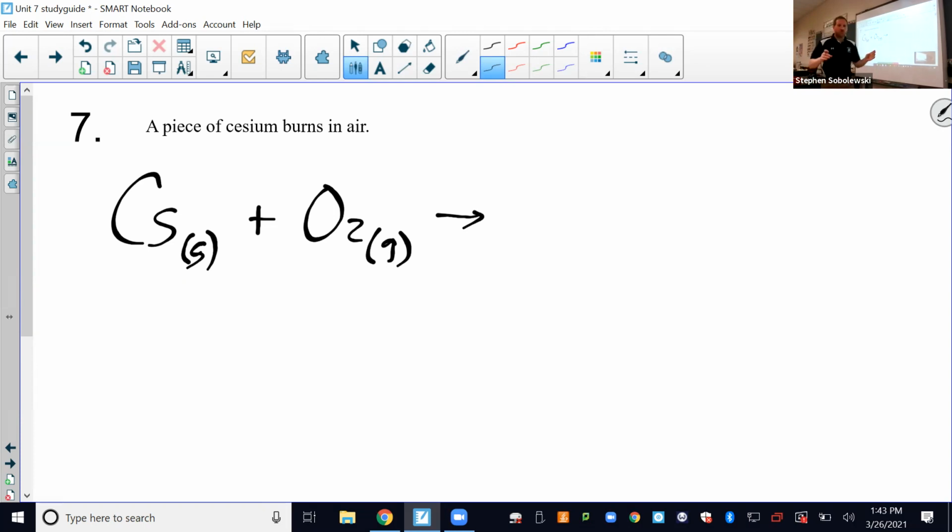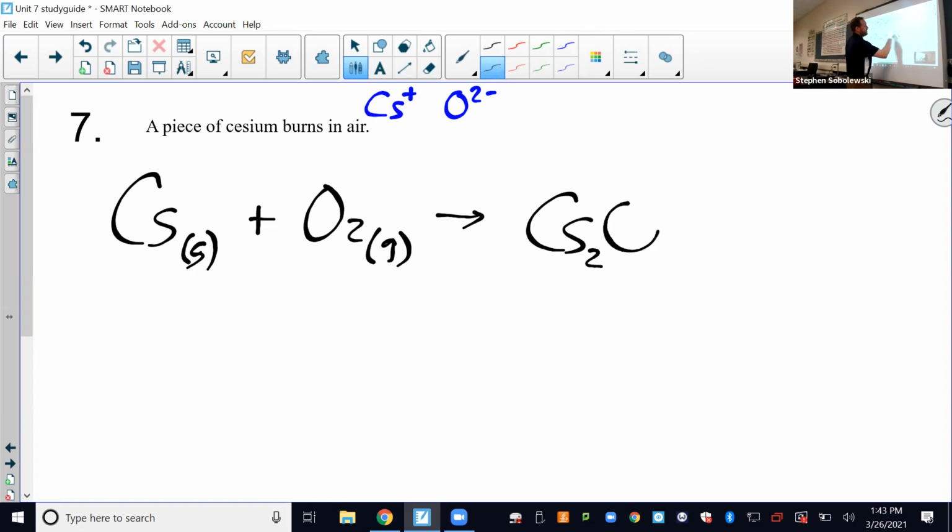So cesium and oxygen come together to form cesium oxide. But again, we can't just blindly smush together and call it CsO2. Can't do that. You got to think. When cesium bonds with oxygen, what do we get? Well, cesium is Cs+. Oxide, oxygen is O2-. You crisscross it, our product ends up being Cs2O. And now we balance. So let's see. 2 oxygen, 4 cesium, 4 cesium. And our reaction type is synthesis.